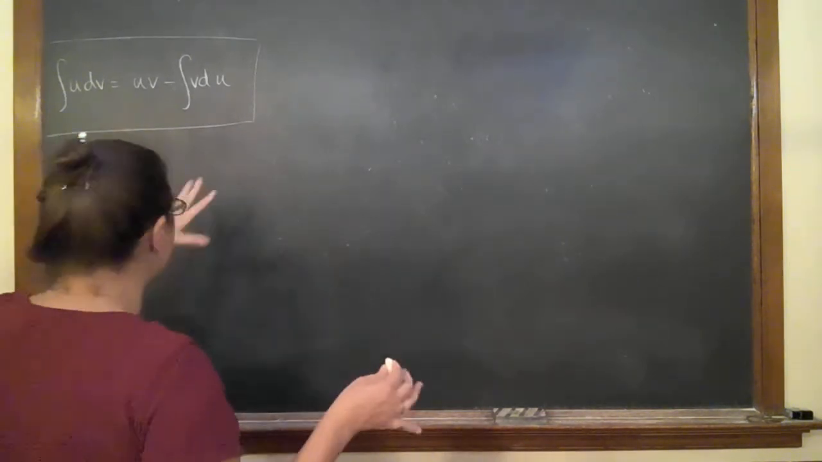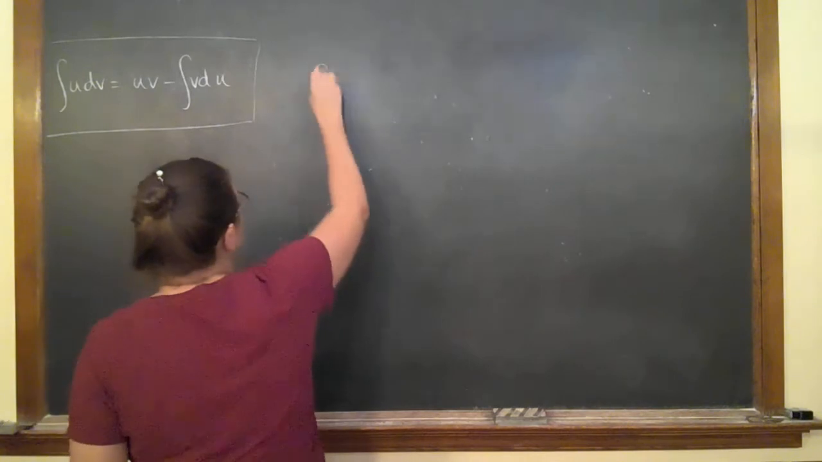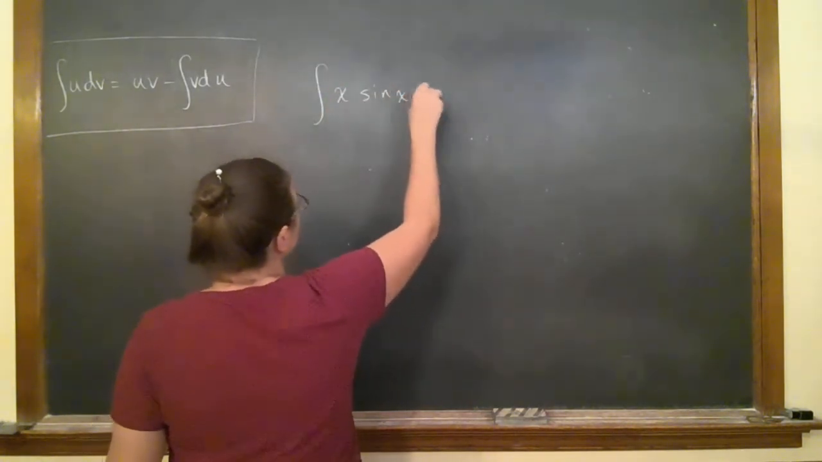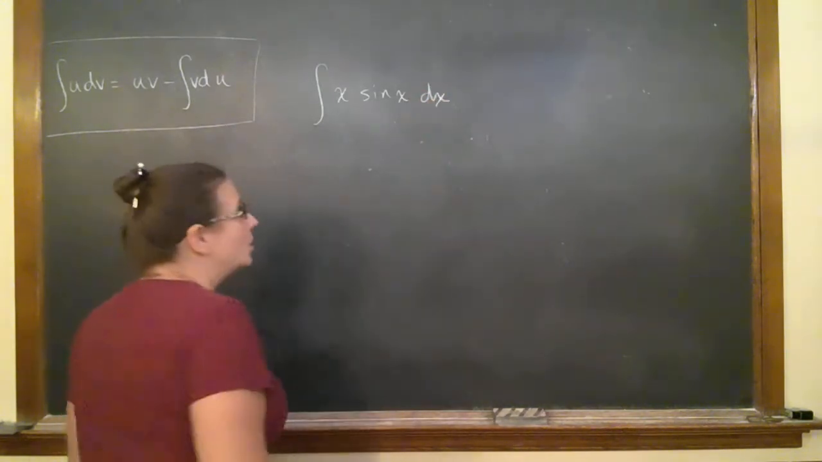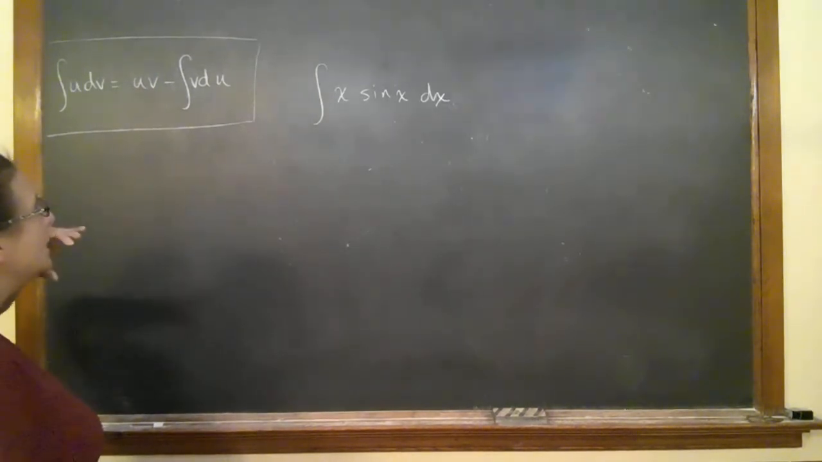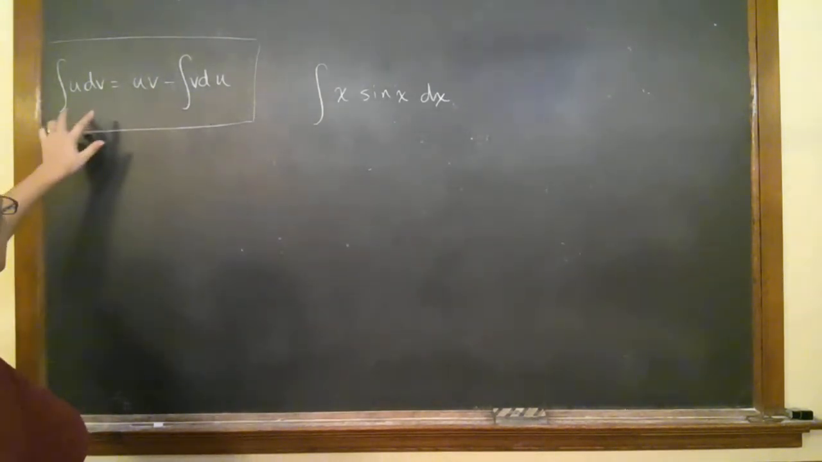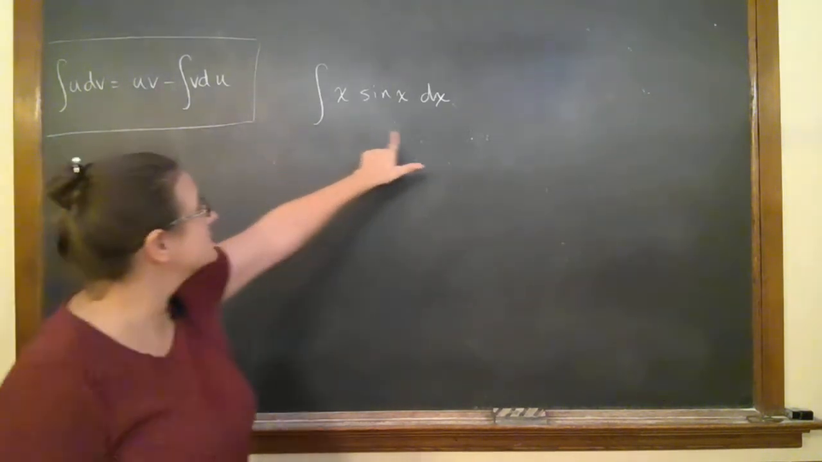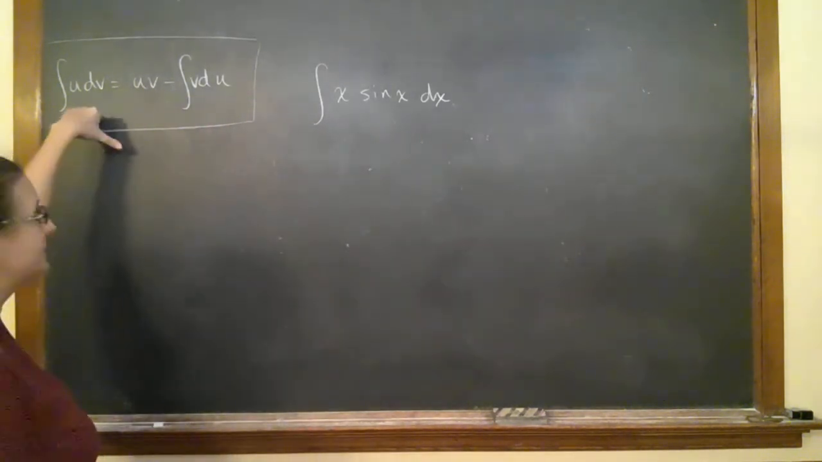So let's go and use this. Let's use it with our first example, x sine x dx. And I'll show you how I figure out, or how I set it up to use this. Because the first thing is that we have two functions. This left-hand part is u dv.